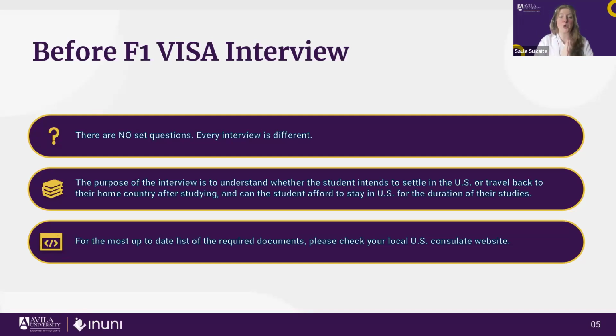At the same time, remember, only give the documents you're asked for. Even if you bring hundreds of documents, do not just hand over the pile, hand over the documents you're asked for.